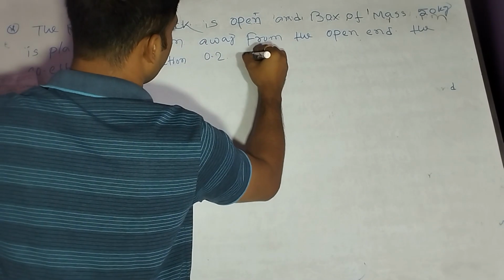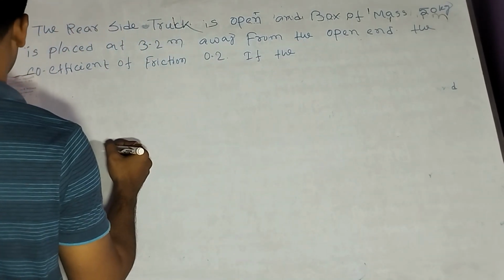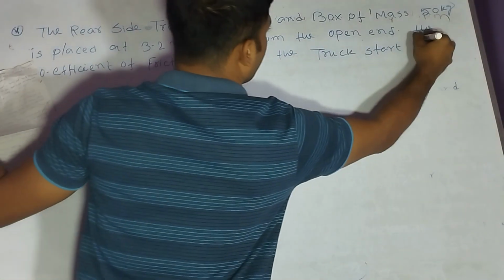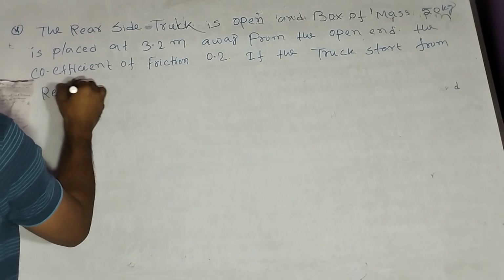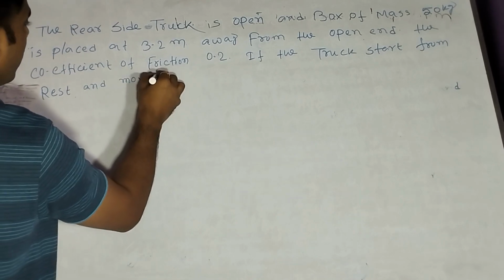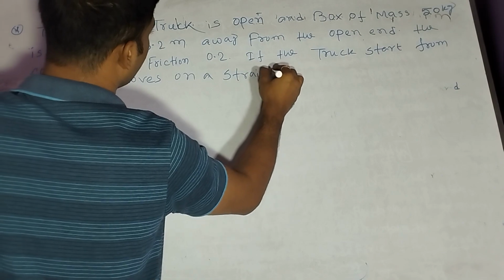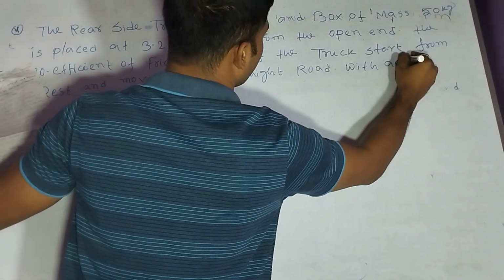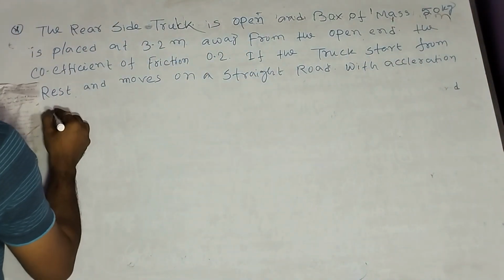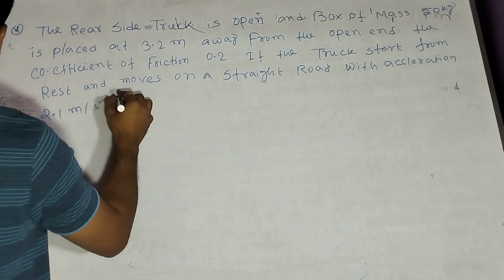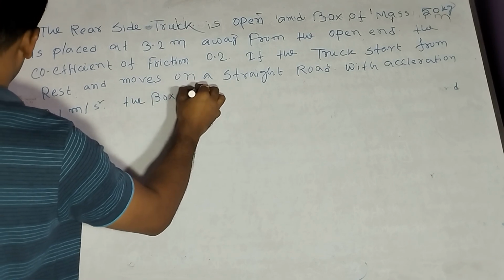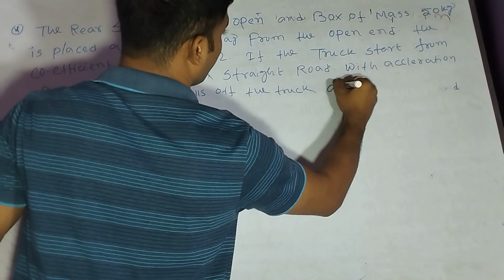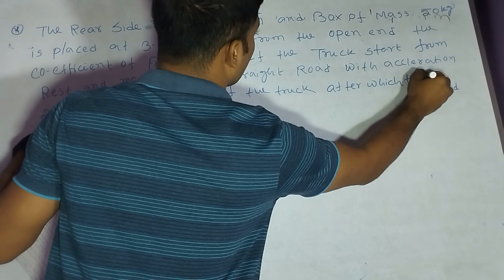If the truck starts from rest and moves on a straight road with acceleration 2.1 meter per second square, the box falls off the truck after which time? This is the question of the truck and box problem.